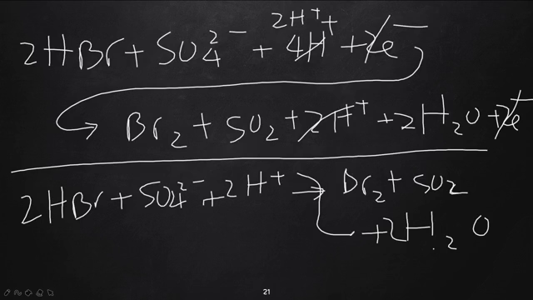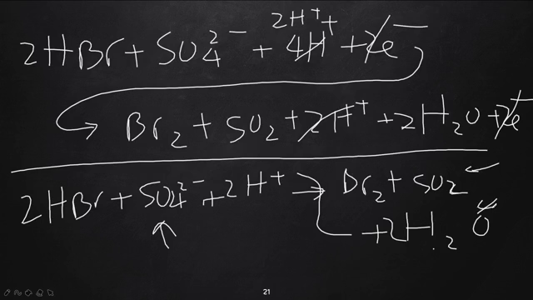Let's start with bromine. Bromine: 2 on the left-hand side from hydrogen bromide and 2 from bromine liquid. Let's go over to sulfur. Sulfur: 1 on the left-hand side from the sulfate ion and 1 on the right-hand side from sulfur dioxide. Next is oxygen. There are 4 oxygen from the sulfate ion. On the right there are 2 from the sulfur dioxide and 2 from the water, making a total of 4. So we have 4 on the left-hand side and 4 on the right-hand side.